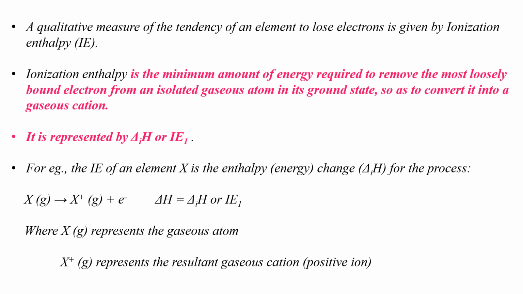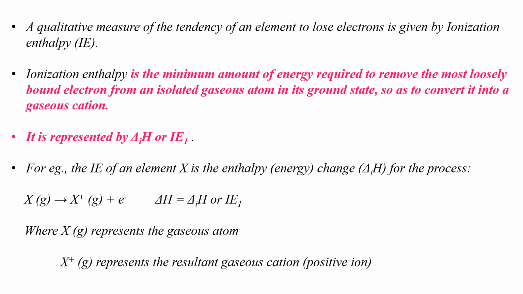Now, how is it defined? How do you define ionization enthalpy? It is defined as the minimum amount of energy required to remove the most loosely bound electron from an isolated gaseous atom in its ground state so as to convert it into a gaseous cation. It is represented by delta IH or IE1. For example, the ionization enthalpy of an element X is the enthalpy change delta IH for the process X gas gives X plus gas plus electron.